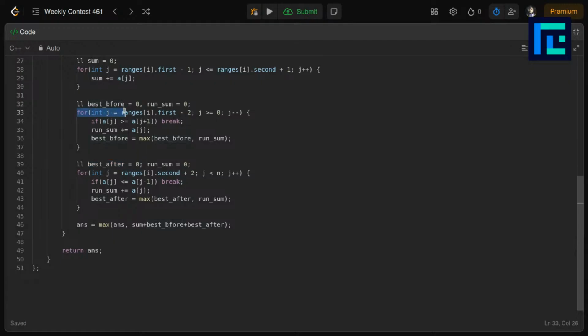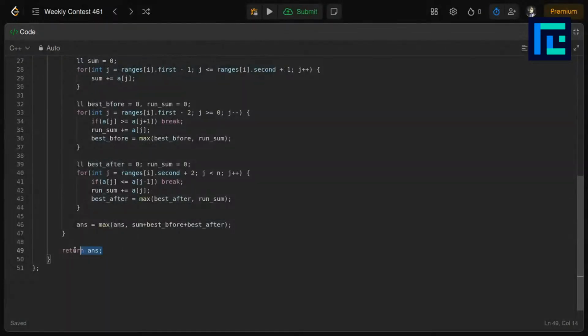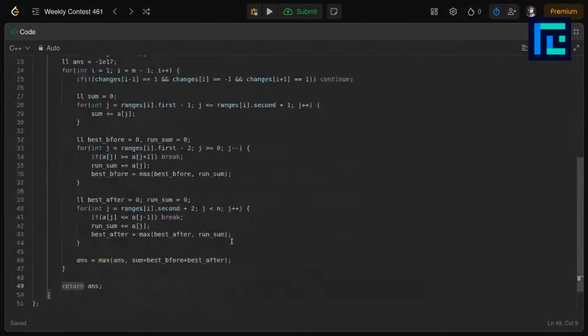Okay. So I simply just start at ranges dot first minus 2. So the point afterwards, I decrease, I add it to my running sum, and I take max of my running sum. So this way I find the best before portion. Similarly, I find my best after position by taking the prefix maximum. So this is nothing but a suffix maximum. This is nothing but a prefix maximum. Finally, I update my answer. Answer is the max of answer and sum plus best before plus best after. Okay. And then finally, once I've done all of this, I can return my final answer.